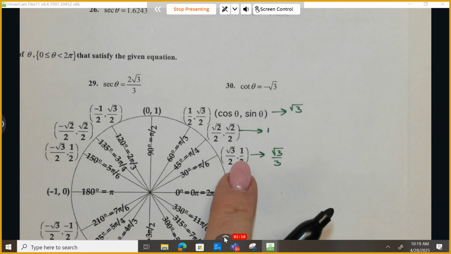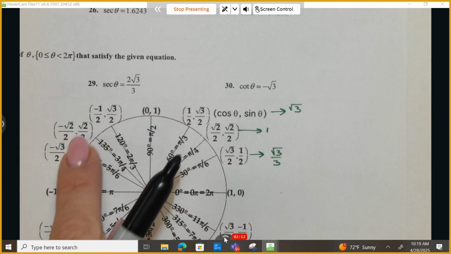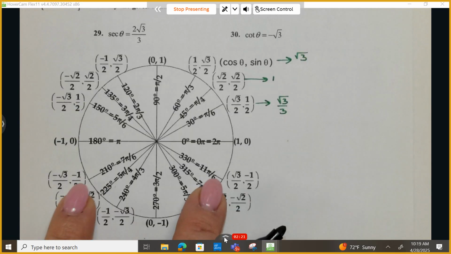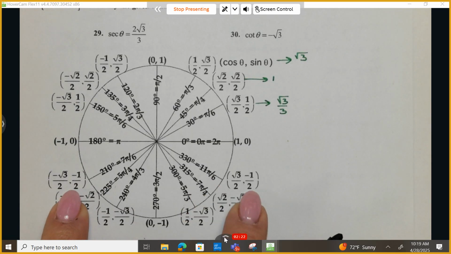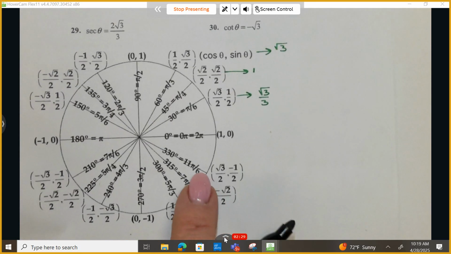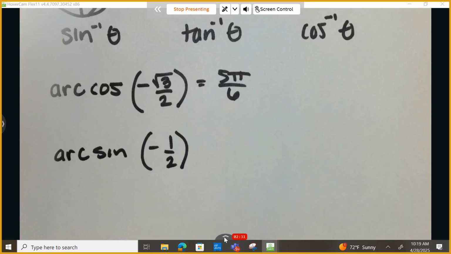Let's get started. Negative 1/2 in the second value occurs right here at 7 pi over 6, and also at 11 pi over 6. It's at both of these. At both of these locations, we have a negative 1/2. How do I know which one to choose? Again, it has to land in 1 or 4, making the correct answer 11 pi over 6.